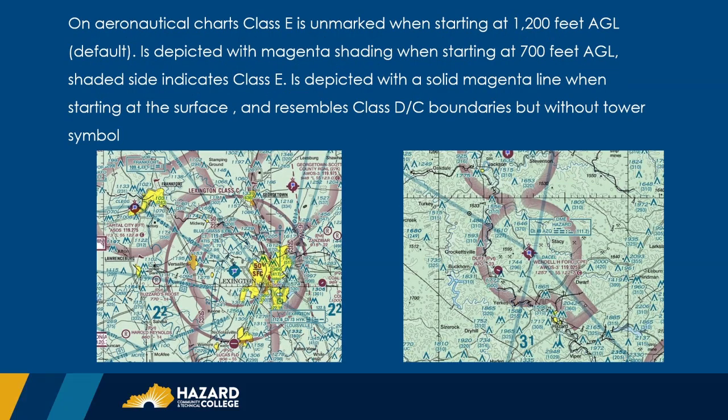On aeronautical charts, Class E is unmarked when starting at 1,200 feet above ground level, and is depicted with magenta shading when starting at 700 feet above ground level. Shaded side indicates Class E. It's depicted with a solid magenta line when starting at the surface and resembles Class D-C boundaries but without the tower symbol.